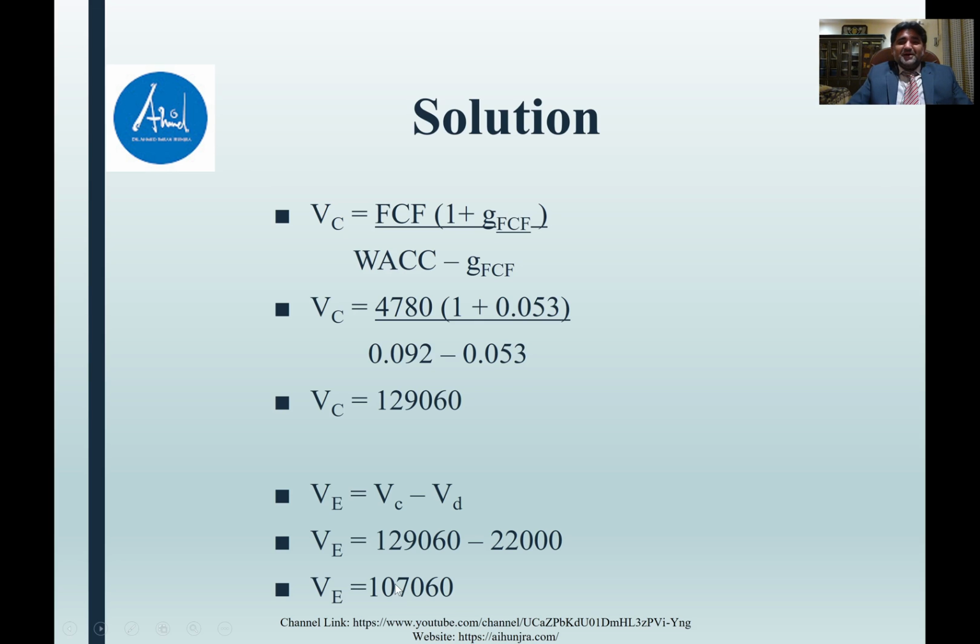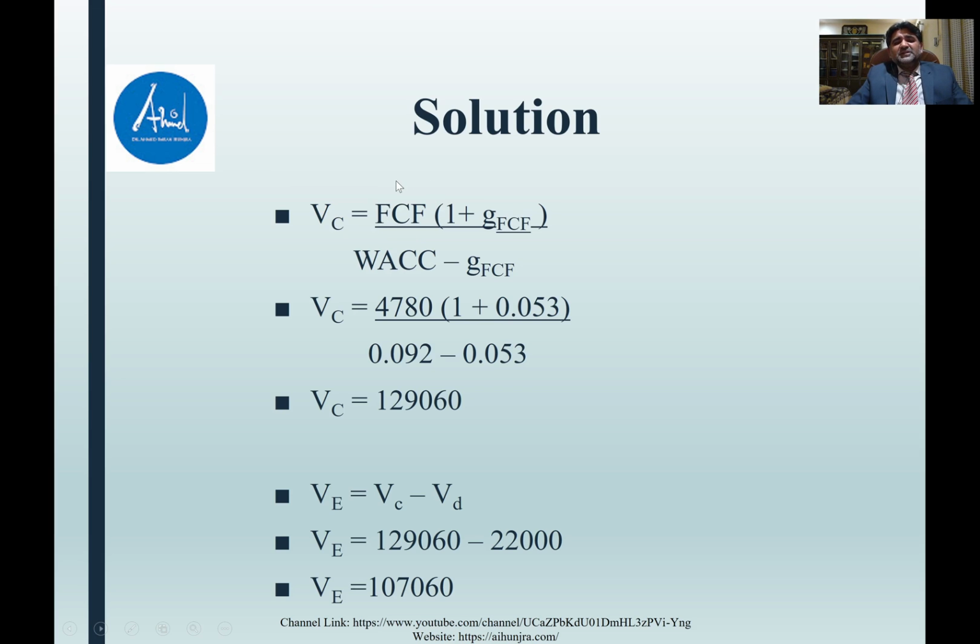Then we can find the market price per share by using the free cash flow approach. The formula is the value of equity divided by the number of shares outstanding. So the value of equity is 1,07,060. How did we calculate it? From the value of the company and the value of debt. After simplifying, we obtain this, and the value of the company is calculated from this formula: free cash flow into 1 plus growth rate, divided by WACC minus the growth rate of free cash flows. And which free cash flow will we take into account while calculating the value of the company? That will be the most recent year's free cash flow.